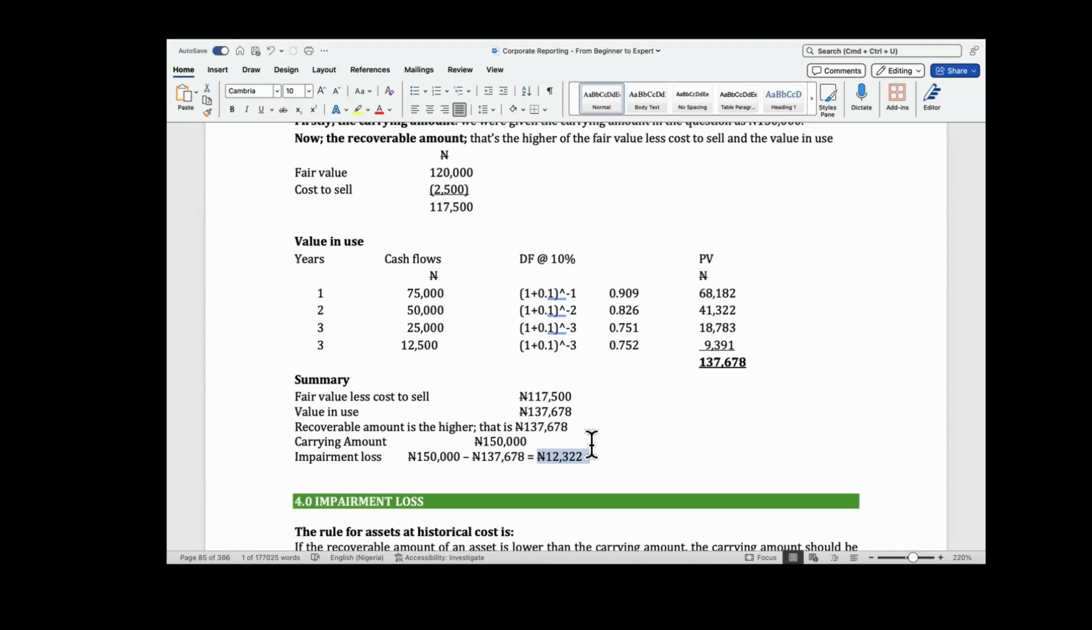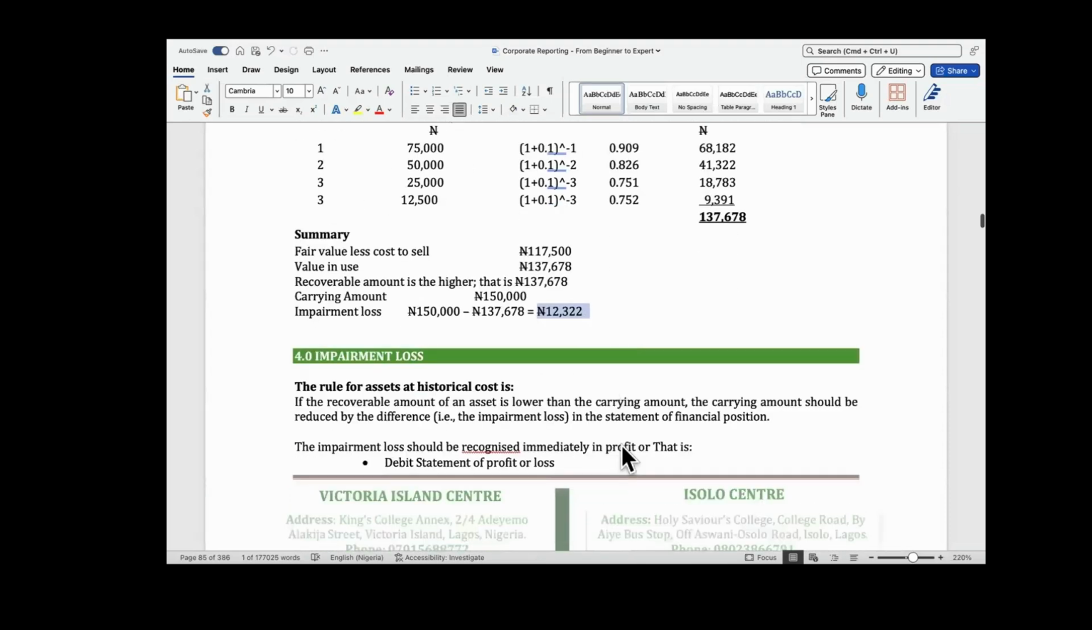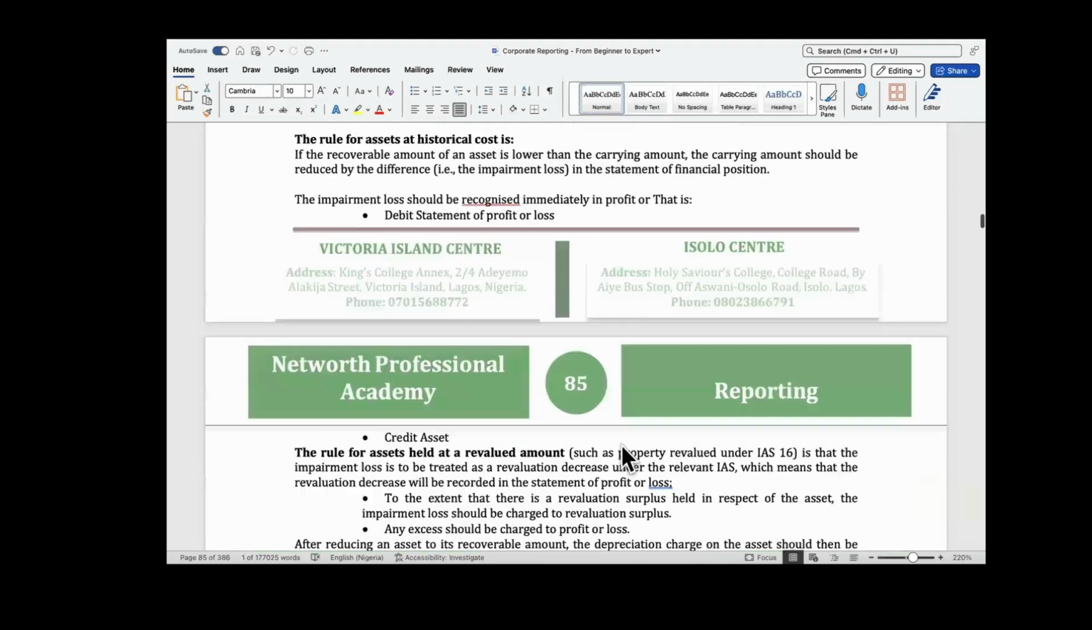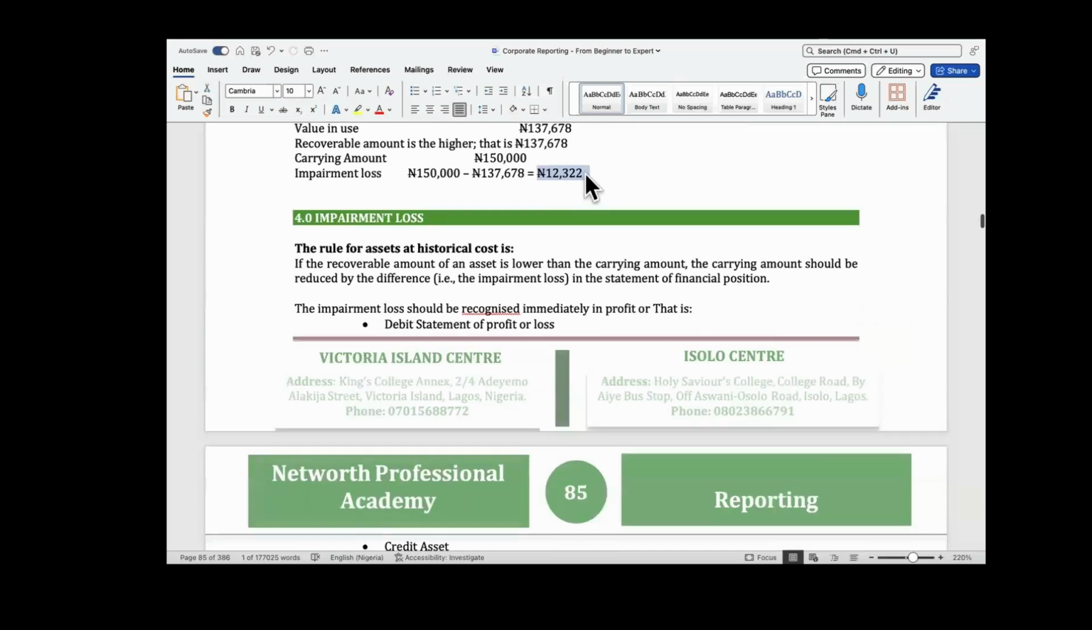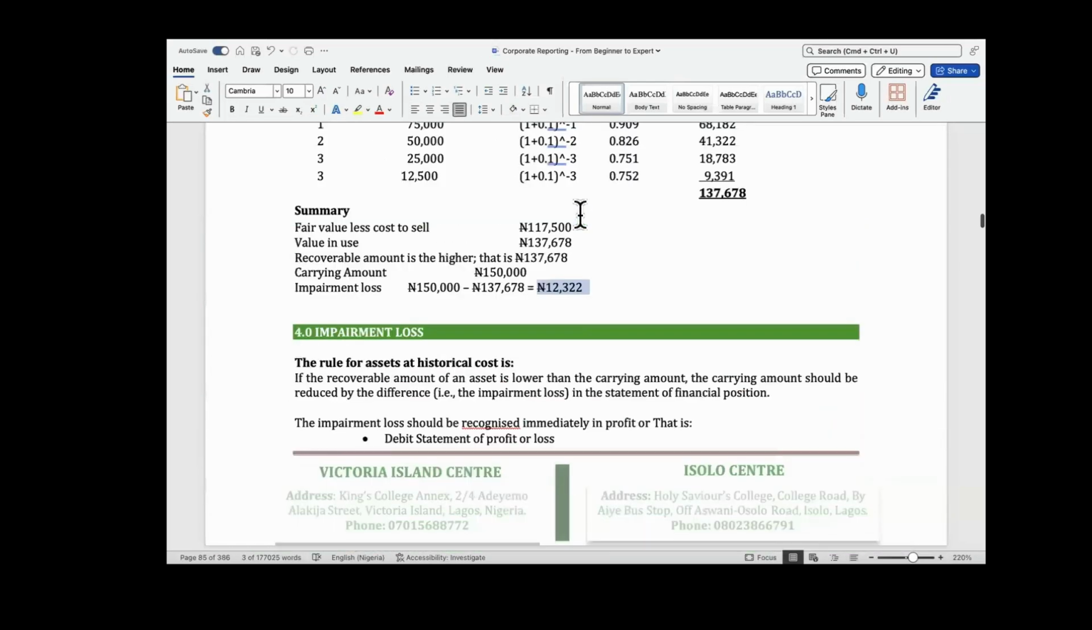It's never going to be beyond this. Then the next thing you should know is when you have an impairment loss, how do you recognize it in your books? That is what this section 4 is talking about. By now, with all the topics or standards we have looked at in this class, you should know that this impairment loss will be recognized in P&L through a debit to P&L.